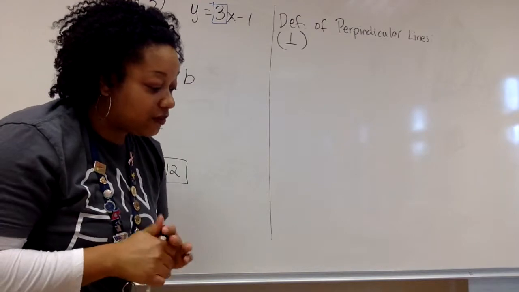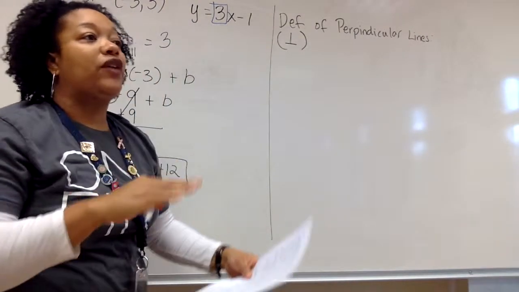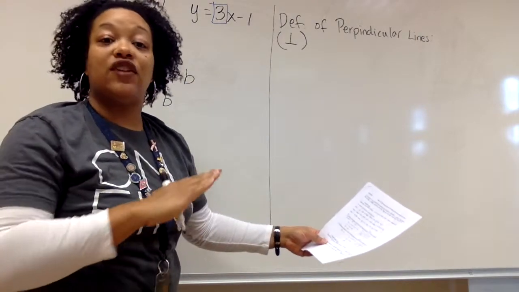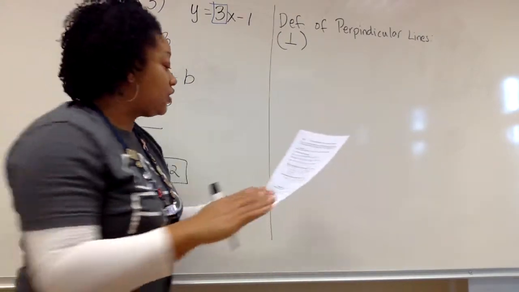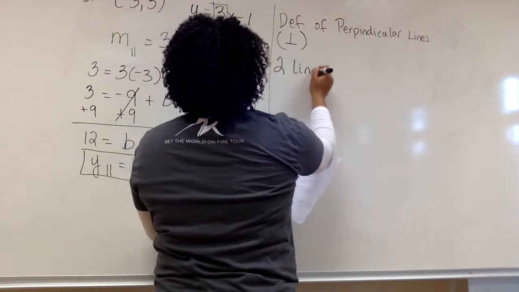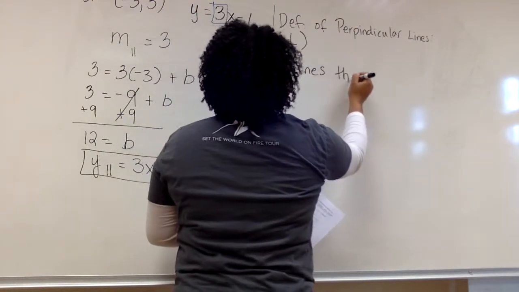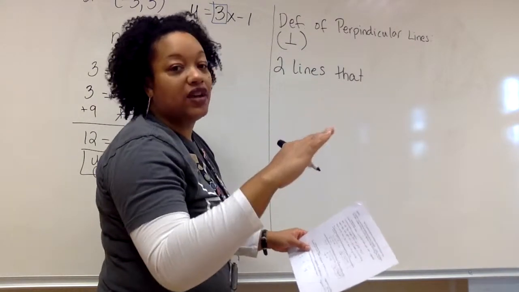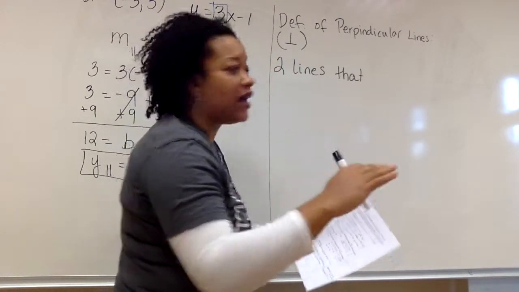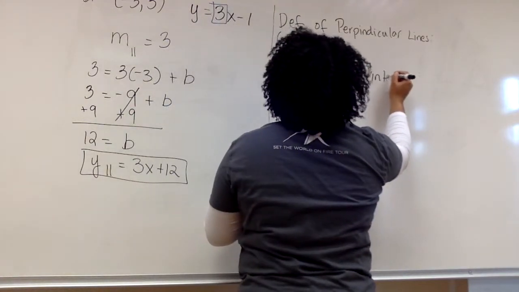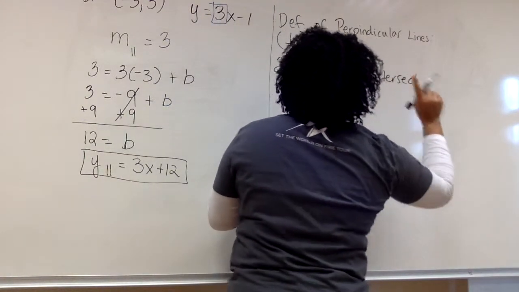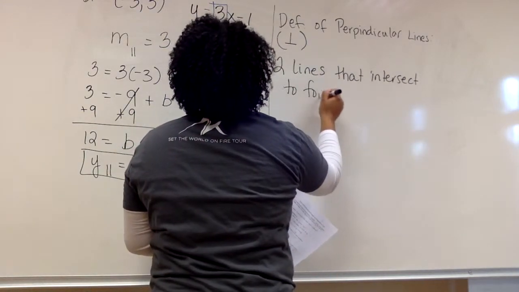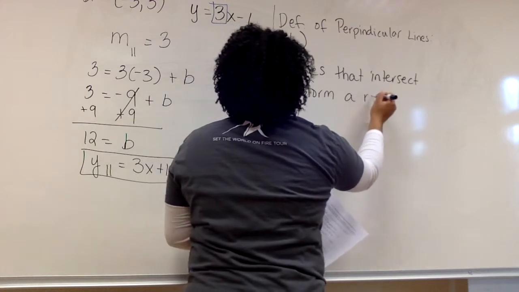Now, perpendicular is a special way that lines intersect, okay? We know that parallel lines are the only lines that don't intersect. Perpendicular lines are two lines that intersect at a special point. Now that point of intersection, that's when we get into geometry. It's called a perpendicular bisector, but it's two lines that intersect, and at that point, they form a right angle. They intersect to form a right angle.